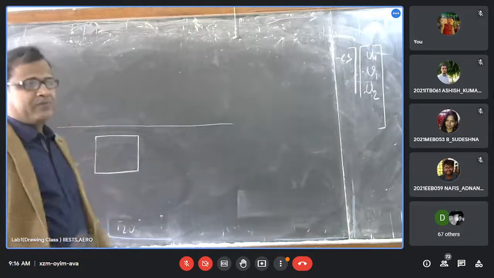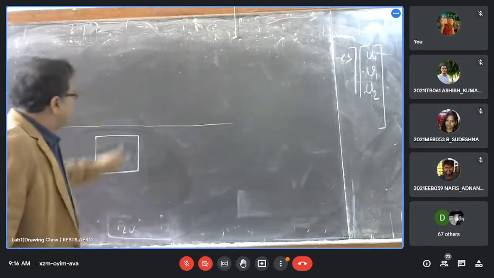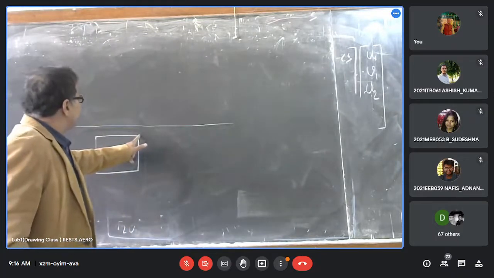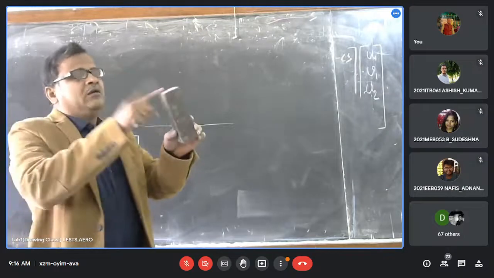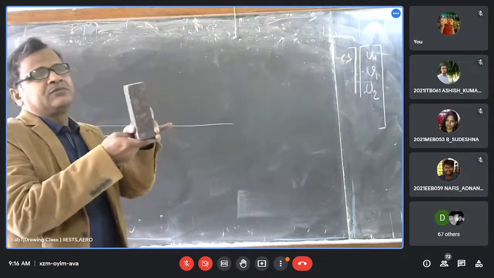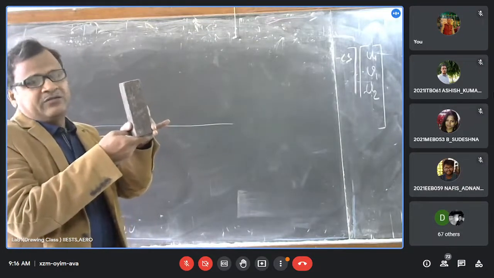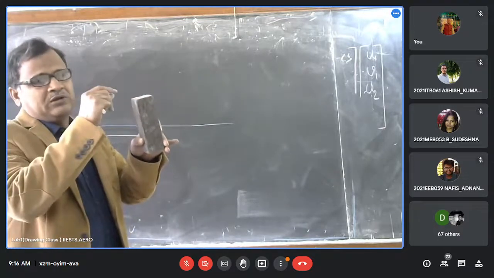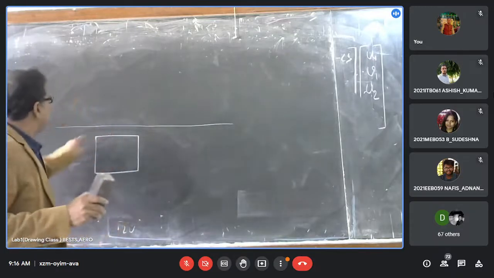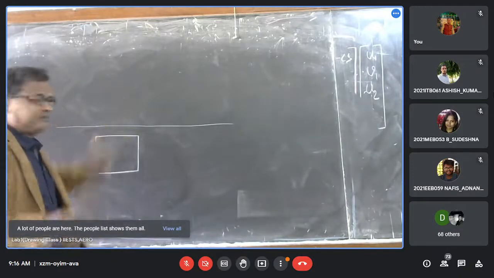This is the plan. Now, can you tell me how many points are there? We are considering on the bottom side A, B, C, D, 4 points, and now on the top side we are considering 1, 2, 3, 4. Now, can you tell me how many points are there on every corner?